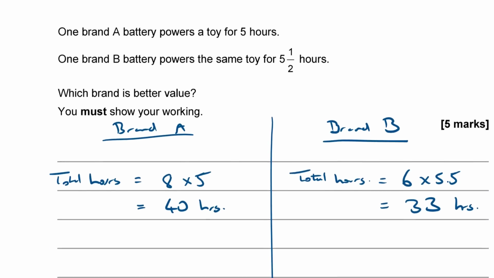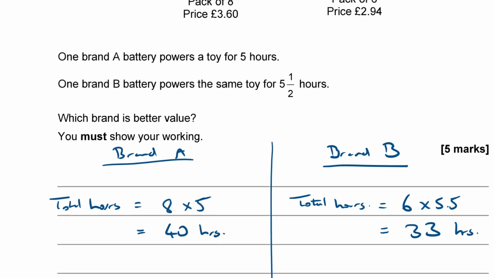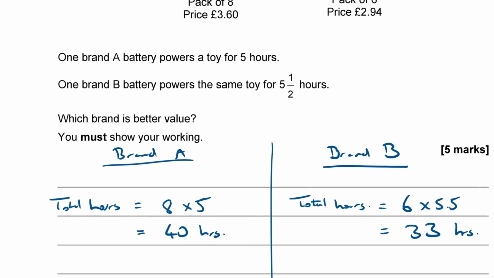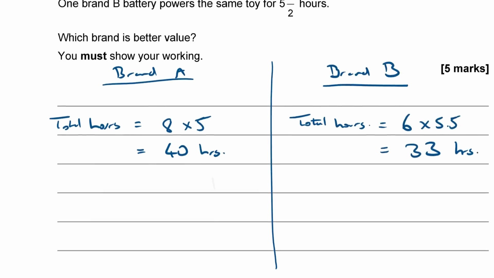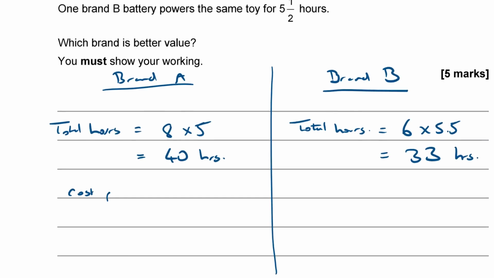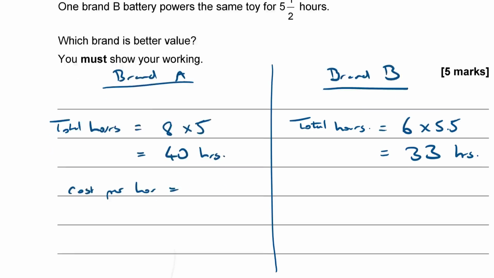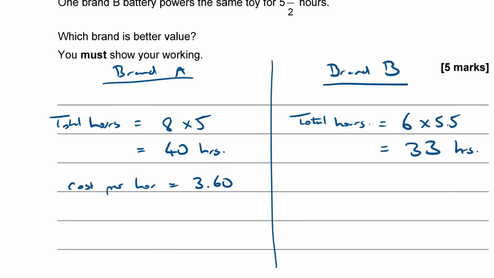So I'm going to see if I can work out what the cost is of each hour then. Okay. So we've got something useful to compare. If I take the cost, it's £3.60, and divide it by the number of hours, 40, I'll be able to work out the cost of 1 hour. So the cost per hour of brand A is going to be the cost, £3.60, divided by the 40 hours that it lasts.